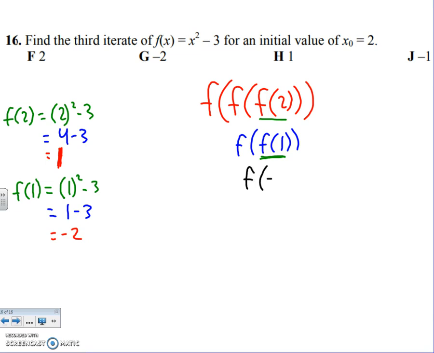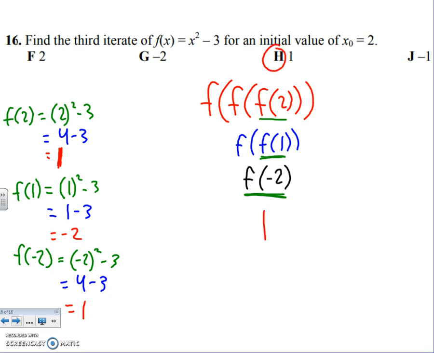So now we find f of negative 2, so one last time. We're going to figure out what this thing is right here. f of negative 2 means plug negative 2 in for x, so negative 2 squared minus 3. Well, negative 2 times negative 2 is positive 4, minus 3 simplifies to positive 1, and that is our third iterate, 1. The answer here is H.